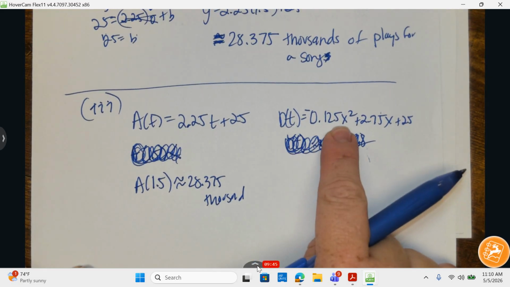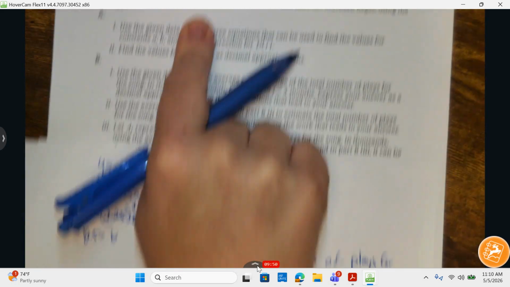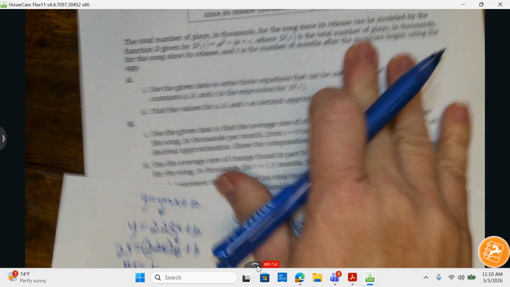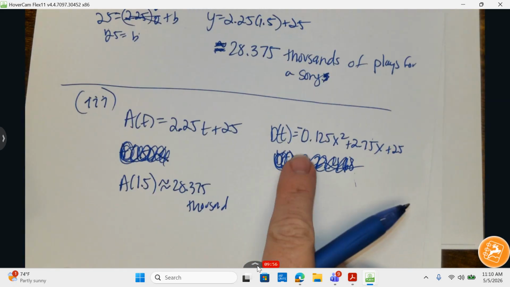Now, if we take this formula, and you're like, where do we get this formula? Well, it gave us this basic formula we could use, and then in this part, we actually calculated the A, B, and C. So here it is right here.